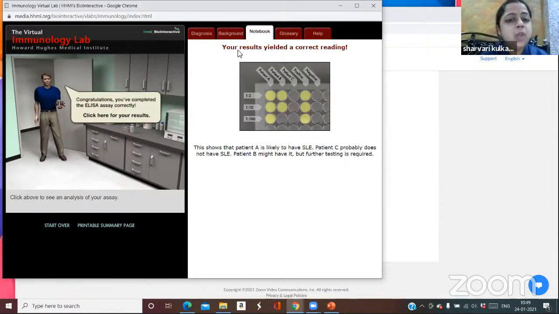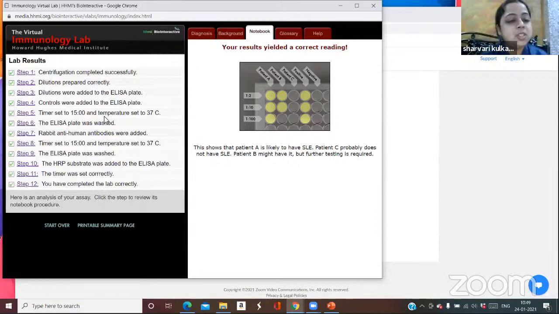Fantastic. So here our results have yielded a correct reading. Congratulations, you have completed the ELISA assay correctly. Click here to see your results. So all the steps have been performed correctly, and interpretation also comes. This shows that patient A is likely to have SLE because all the dilutions show presence. Patient B might have it because both the dilutions show presence. Patient C does not have SLE. This is the positive and negative control. Fantastic. So this is the analysis of a result, and you can maintain the result.